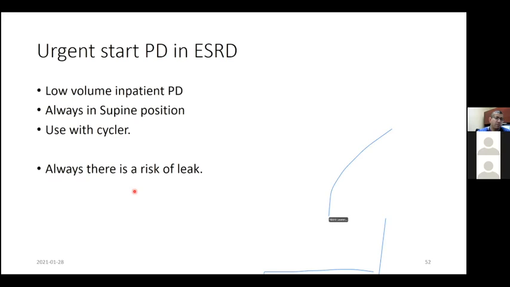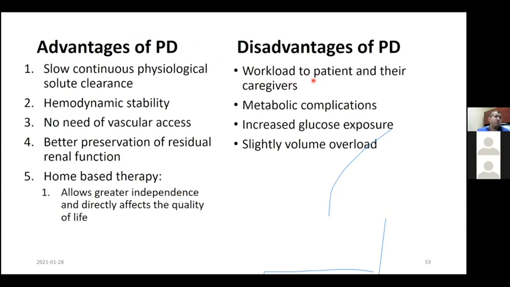Now, coming to the advantages of PD. Obviously, it is slow, continuous, and physiological. Because the blood pressure is not going down, there is hemodynamic stability. No need of vascular access. It preserves your residual renal function. And it's a home-based therapy. That's the single most important thing, it's quality of life. And because blood doesn't come out, you don't have to worry about exposing the patient to hepatitis B or anything. There are no catheter-related complications, no central venous stenosis.